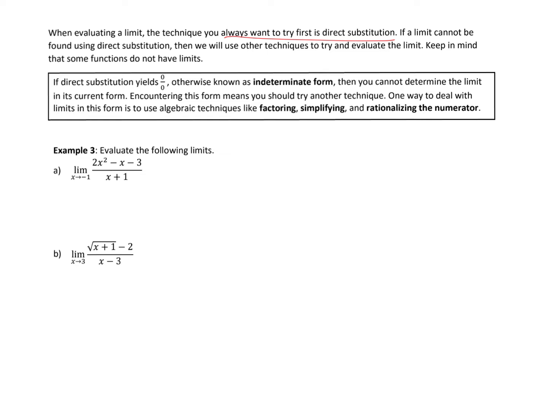All right, fantastic. So what do we try first every single time? Factoring. No, what do we try first every single time? We did it yesterday. Direct substitution. That's what we try first every single time. And if we get 0 over 0 or a number over 0 or something like that, we have to try other techniques.